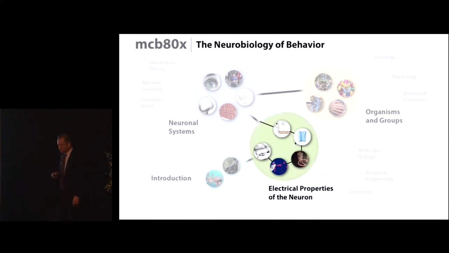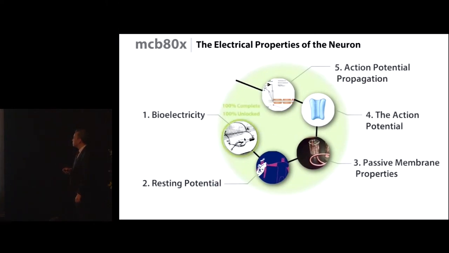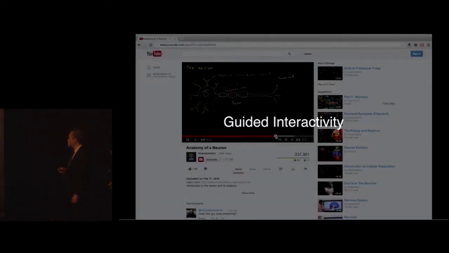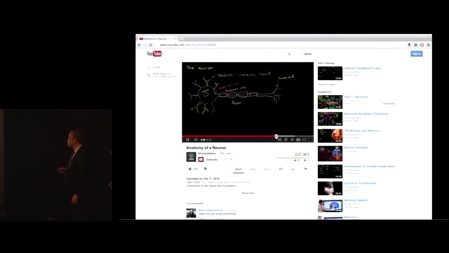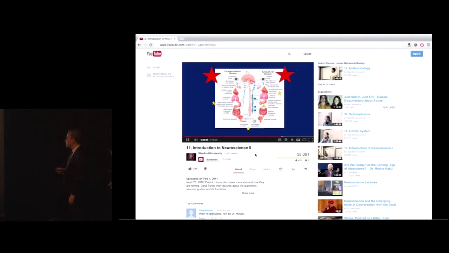We're excited to show you some of what you'll see when you take MCB80X, the new neuroscience course from HarvardX. We're aiming to change the way you think about massive open online courses. In MCB80X, we're piloting a new mode of online student interaction that we call guided interactivity. The problem with watching lecture videos online is that the interaction is fundamentally unidirectional and largely passive. In MCB80X, we want to reframe the student-teacher interaction using the technology of the internet.